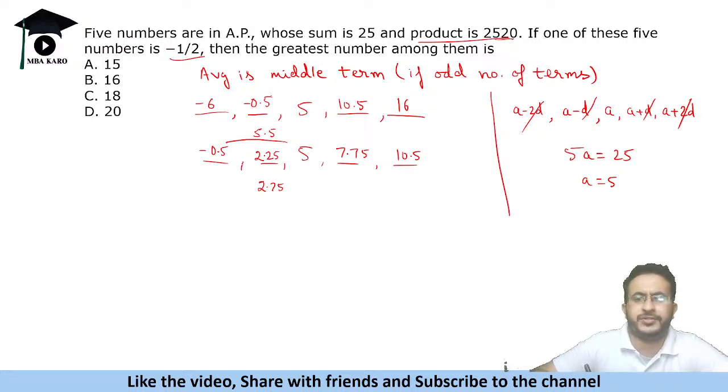And secondly, because see, you will not get an integer value, it will come in decimal places, right? And also 10.5 is not given in the options. So this should be the answer.